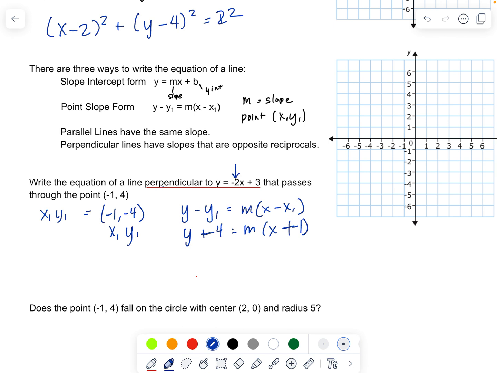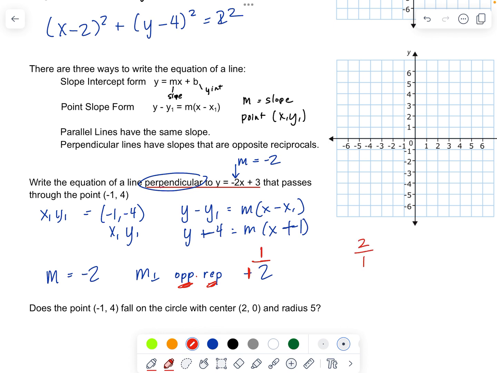I'm going to get the m value from the line that they gave me. The line that they gave me has a slope, and that slope is -2. But now what I need is the perpendicular slope. So my original slope of the given line is -2. The perpendicular slope is the opposite reciprocal. So I'm going to take the -2 and I'm going to do two things to it. One, I'm going to take the opposite, turn it positive. Two, I'm going to take the reciprocal, and the reciprocal of 2 is 1/2.